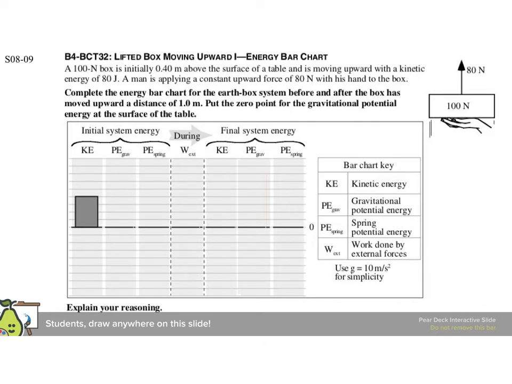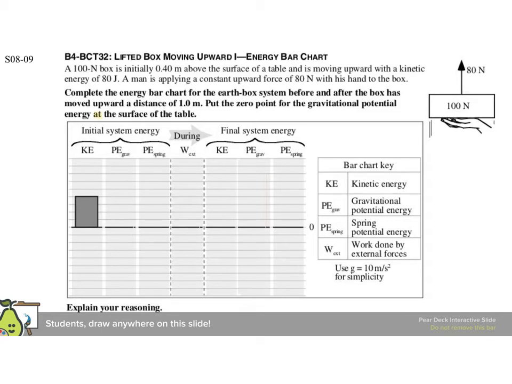A 100 Newton box is initially 0.4 meters above the surface of a table and is moving upward with kinetic energy of 80 joules. A man is applying a constant upward force of 80 newtons with his hand to the box, as shown. Complete the energy bar chart for the earth box system before and after the box is moved upward a distance of 1 meter. Put the 0 point for gravitational potential energy at the surface of the table.